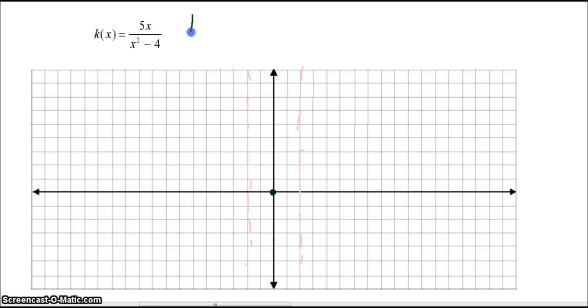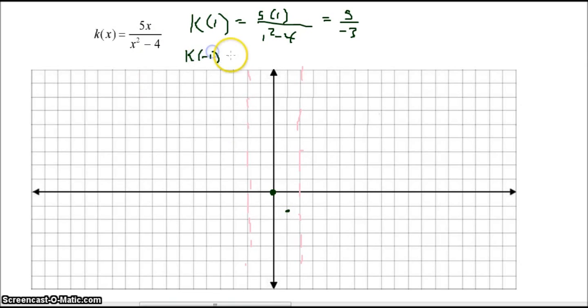Okay, as I was saying, let's look at k of 1. 5 times 1 over 1 squared minus 4, which is 5 over negative 3. So about right here. If we use negative 1, it's negative 5 over negative 3, positive 5/3. Right here.